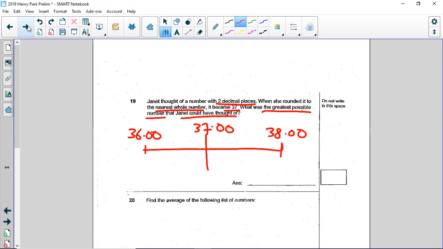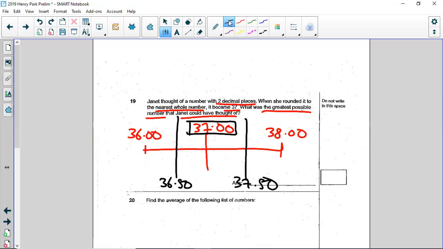And then what do you do next? Then you cut the line in the center to find the middle number, which is 36.50, and this will be 37.50. Okay, so which is the biggest number? When you round off, it becomes 37, right? You want the number to be this, right? So what is the biggest number that when you round off gives 37?